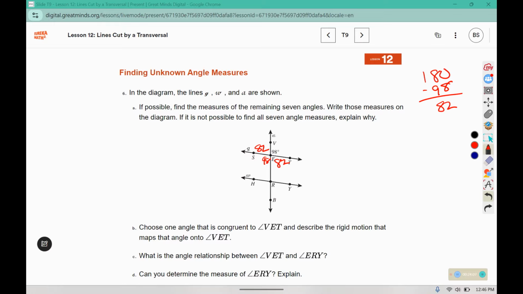Now, choose one angle that is congruent to angle VET. That is this angle here. And describe the rigid motion that would map it. The other angle that is congruent is SER. And the way that we would get from here to here is a rotation 180 degrees about that point E.